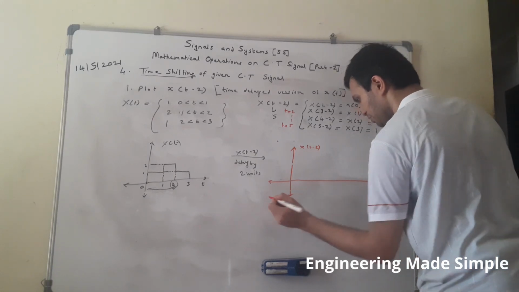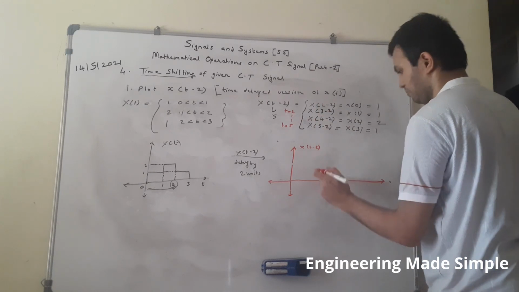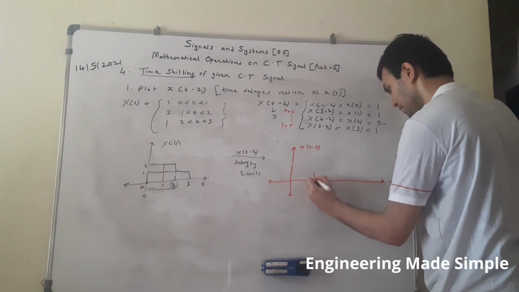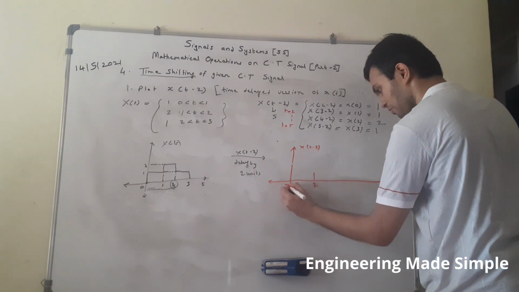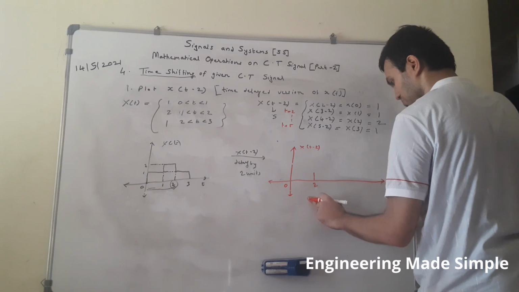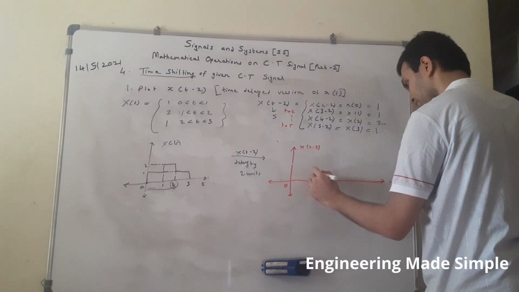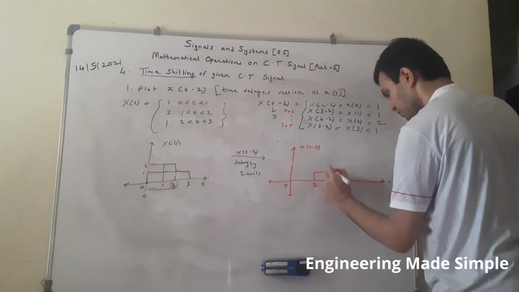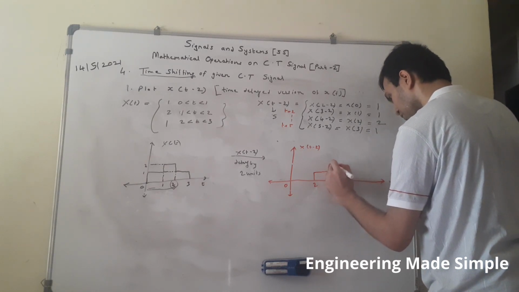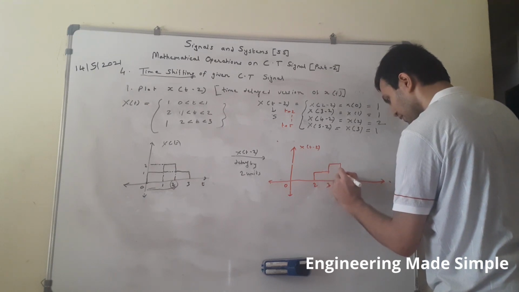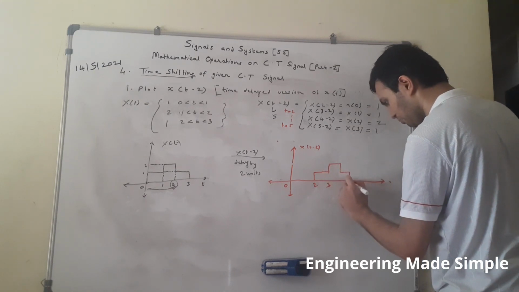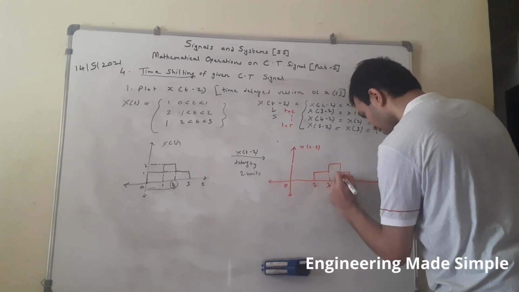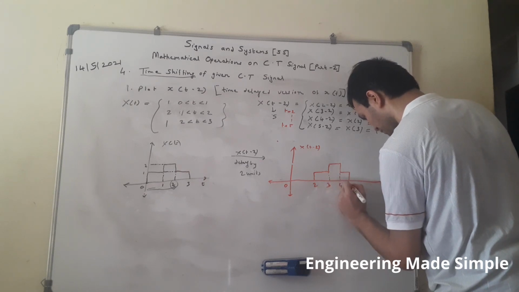Now this x of t minus 2 is starting from t is equal to 2. So our signal has shifted by 2 units. Earlier it was starting from 0, but x of t minus 2 is starting from 2. So we will get a signal which looks like this. The signal remains the same in terms of its amplitude, but it is only shifted in terms of its time axis. That is why it is known as time shifting of a given continuous time signal.